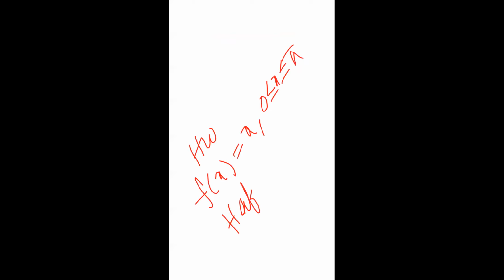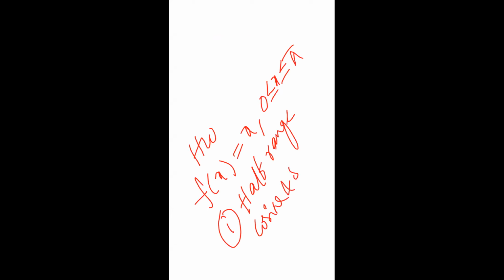The homework problem is: f of x equal to x in the interval 0 less than or equal to x less than or equal to pi. Find the half range cosine series and sine series. Cosine means find the a naught and an values, sine means find the bn value.